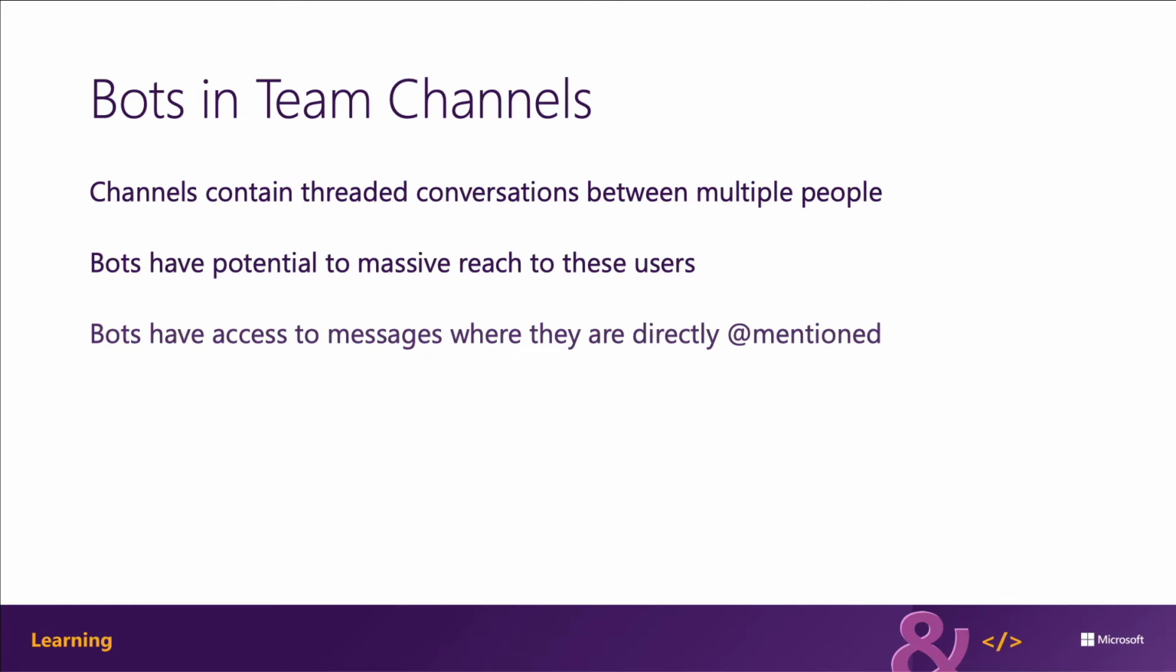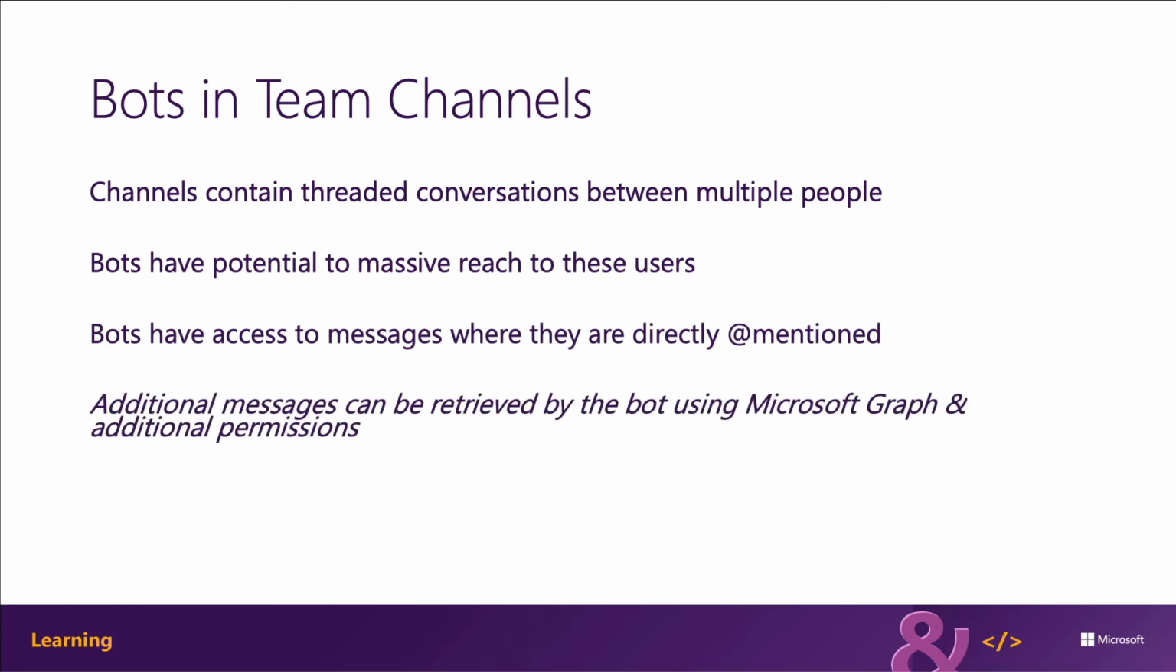Your bot only has access to messages where it is @mentioned directly. You can retrieve additional messages from the conversation using Microsoft Graph. Some scenarios where bots excel in a channel include notifications, particularly if you provide an interactive card for users to take additional information, feedback scenarios like polls and surveys, and interactions that can be resolved in a single request-response cycle where the results are useful for multiple members of the conversation.